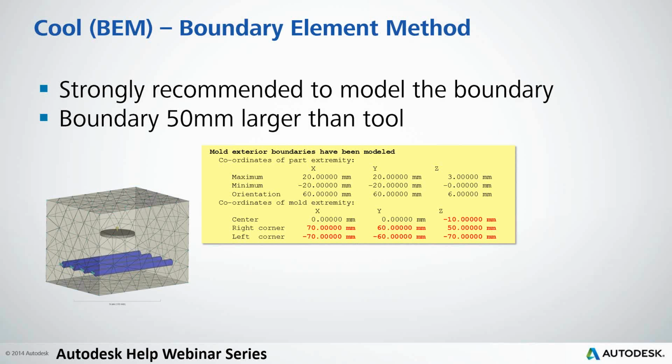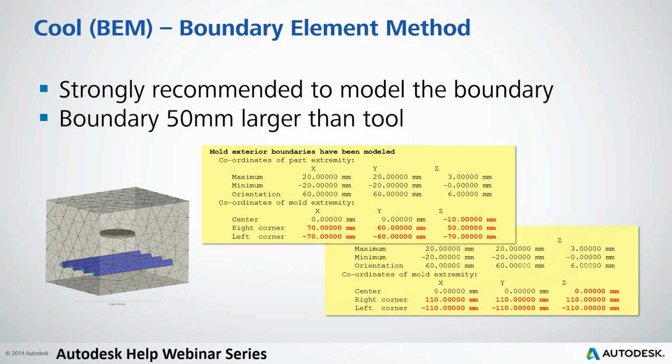Also because I know that the part is a little bit shifted to the top, because I will define my fixed half of the tool at 40 millimeters and the bottom at 60 millimeters, I shifted the center of this box. If we don't define that and we let Moldflow define a boundary by default, we could see that a quite larger boundary is defined, and of course it does not know that I want to shift the center of the boundary. Probably it's not a big change, but we nevertheless strongly recommend to model the boundary.